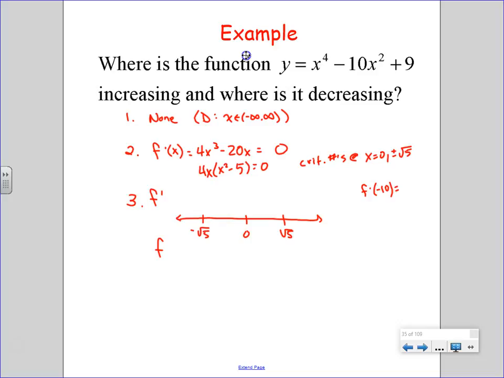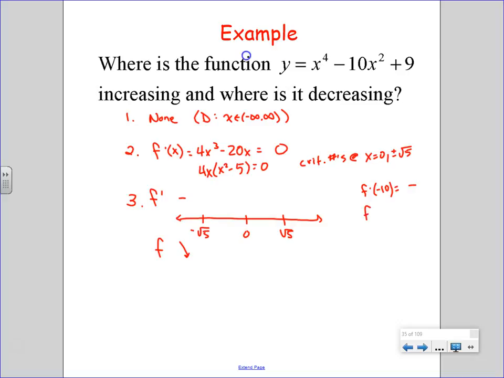Plug in here. Negative 10 times 4 is a negative. And negative 10 squared is 100 minus 5 is a positive. What's a negative times a positive? See what I did? I didn't get a number. I just got a sign. We did that with limits, right? Check the sign. So then I know this one is going to be negative, hence, for this interval, negative infinity to negative root 5, f is decreasing.